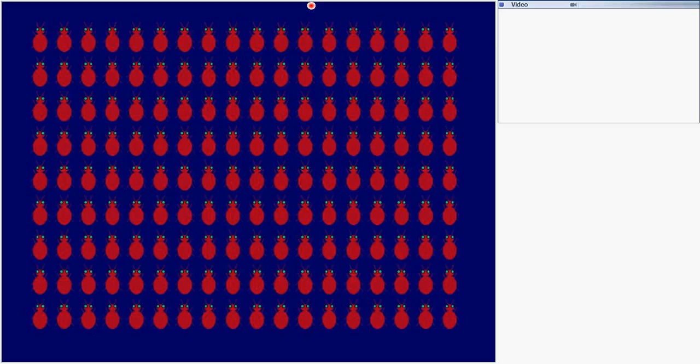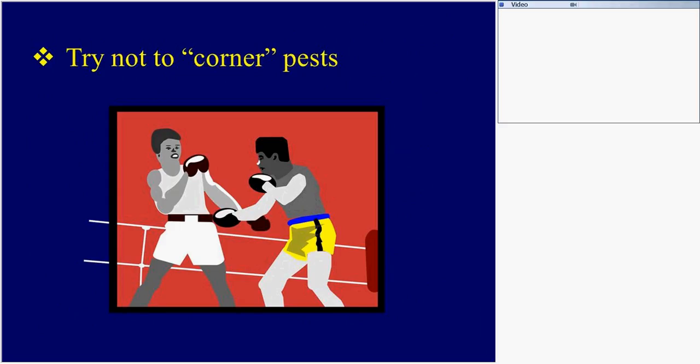So, again, cutting rate is a bad idea. Don't do it. Use full label rate. Otherwise, you will pay for it in the future over again. Then the approach is trying not to corner pests, so to say.